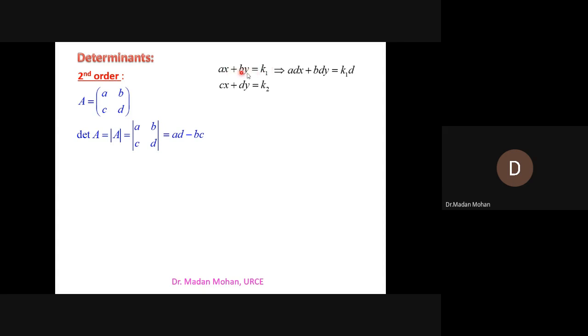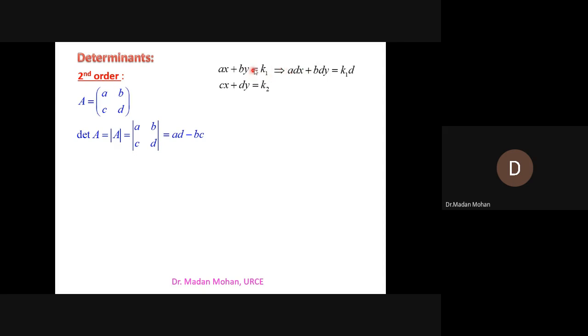Any expression containing the symbol of equality is called an equation. Simple. Any expression containing the symbol of equality is called an equation. Suppose you don't have equal to k1, ax plus by is not an equation. Okay. Now this is another equation.